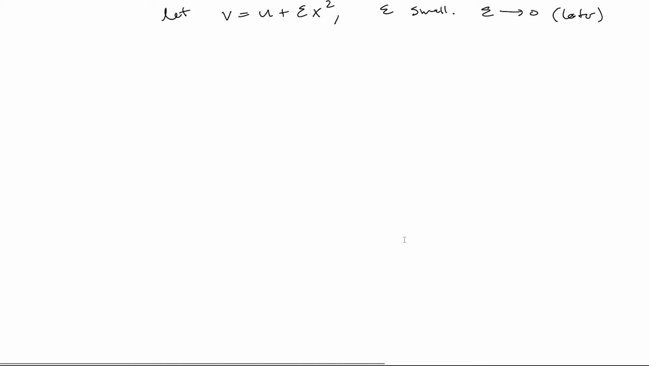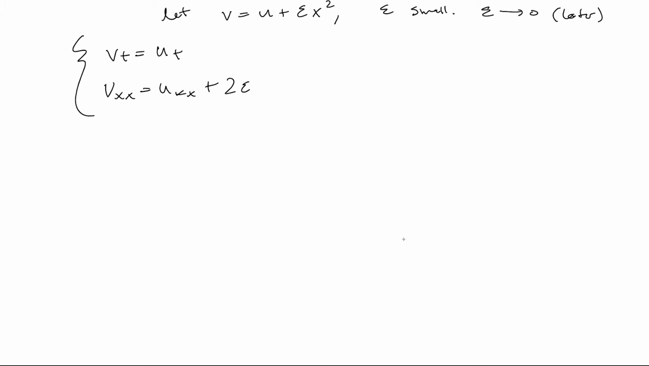Okay, so now let's plug it into the heat equation. First, let's find what the derivatives of v are, so that we can plug in. Well, the partial derivative with respect to t, we ignore the x, it falls away, we just get u_t. Double derivative with respect to x is going to be u_xx. By the linearity of the differential operator, we're going to get u_xx plus 2 epsilon. That should follow pretty clearly.